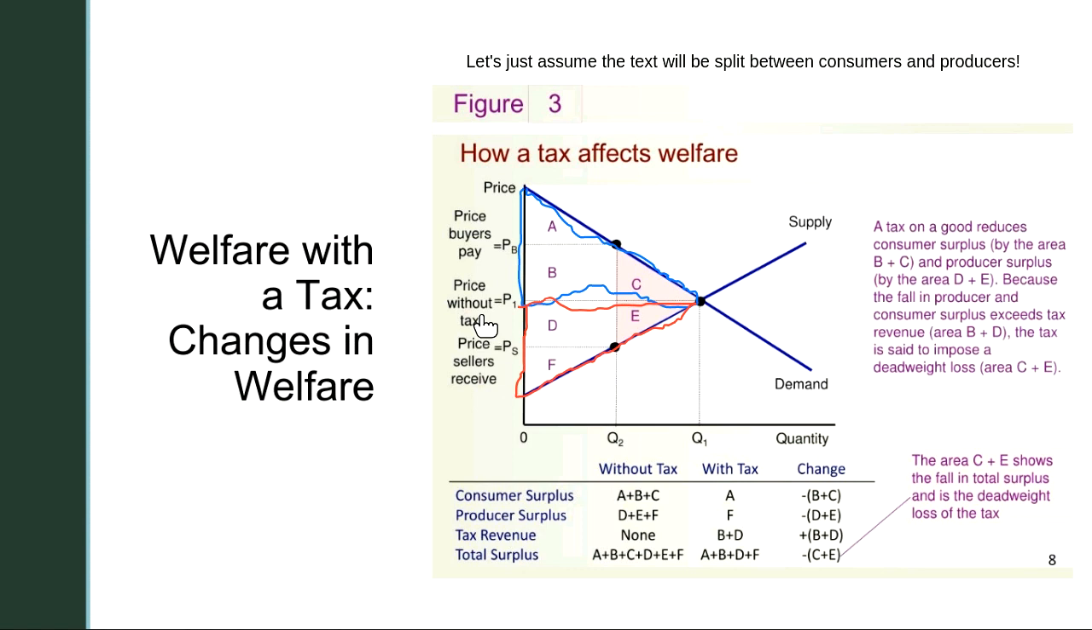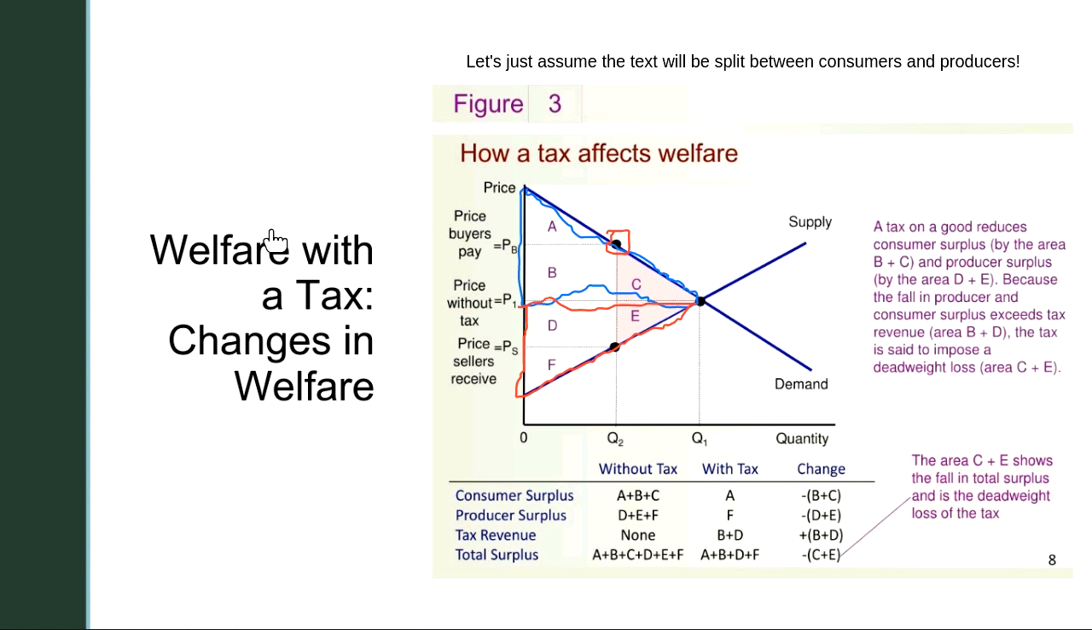And so the price buyers pay equals this price PB. And notice that this is above the equilibrium price. Because it's above the equilibrium price, what that tells us is our new quantity demanded for this good at this price is this point right here that I circled in red. That is our new quantity demanded with the price after the tax.